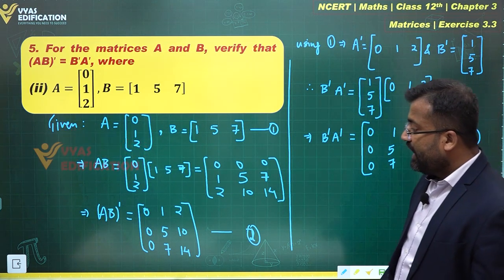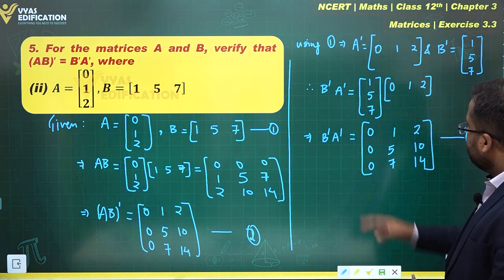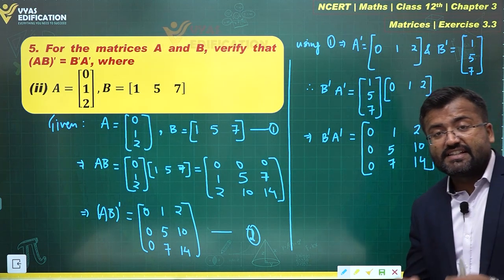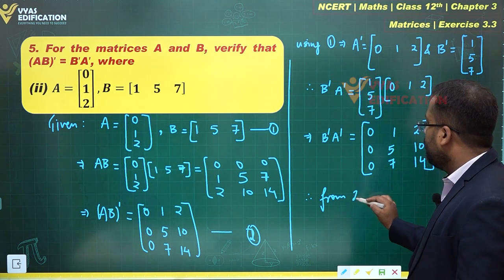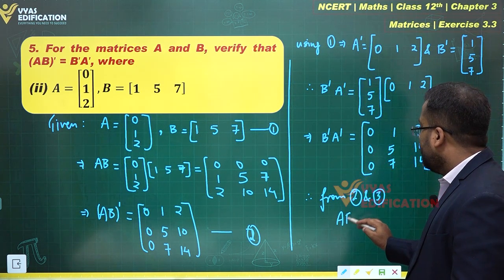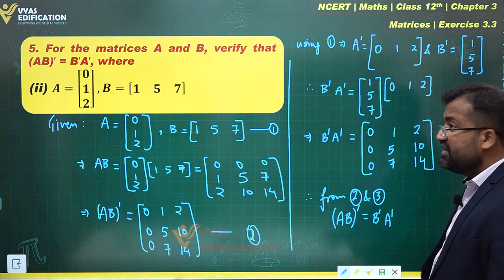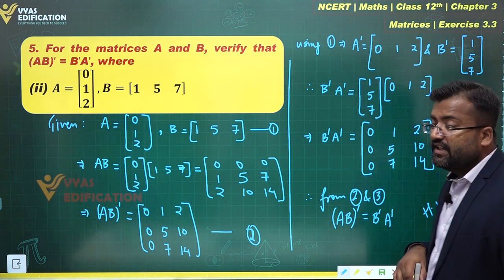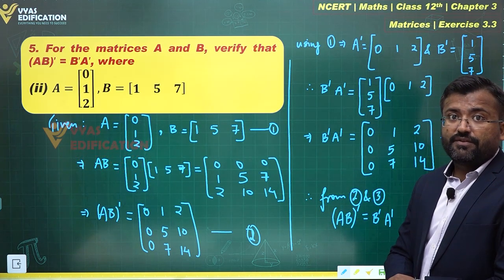Okay, and observe the two matrices obtained at the end of 2 and 3. This is 0, 1, 2, 0, 5, 10, 0, 7, 14, and again 0, 1, 2, 0, 5, 10, 0, 7, 14. They are exactly the same. Therefore, from equations 2 and 3, we can say that this property, AB whole transpose is equal to B transpose A transpose, is true for these two matrices. We have verified that this property holds for these two matrices as given, right?